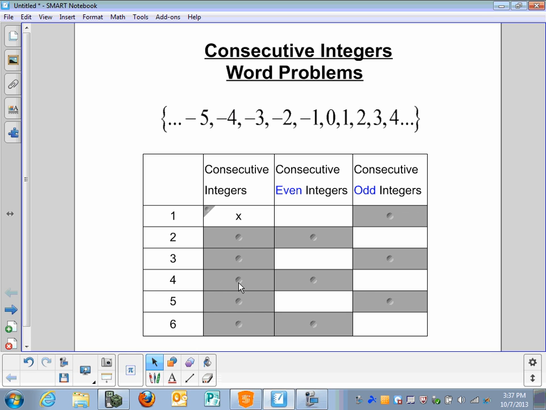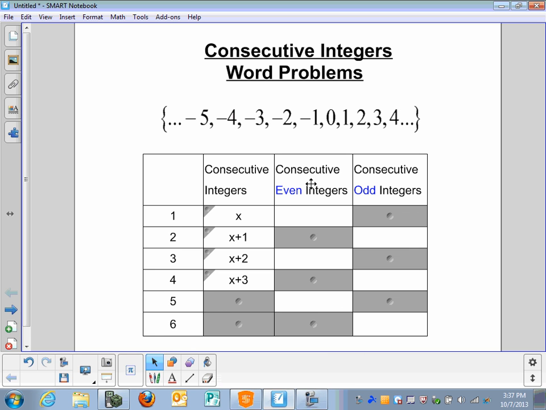If I wanted to represent two consecutive integers, the first one would be x and the second would be x plus 1. For three consecutive integers, the first would be x, the second x plus 1, and the third x plus 2. And for four consecutive integers, the first would be x, the second x plus 1, the third x plus 2, and the fourth x plus 3.